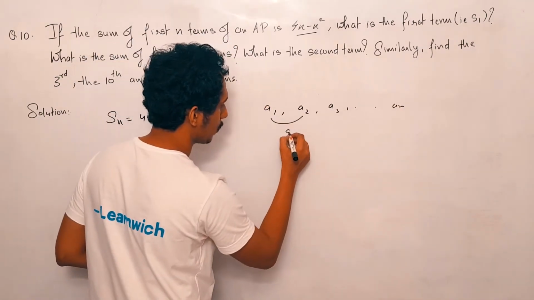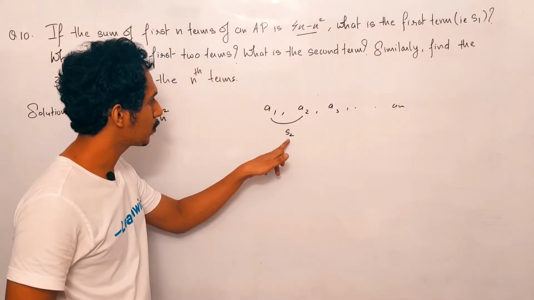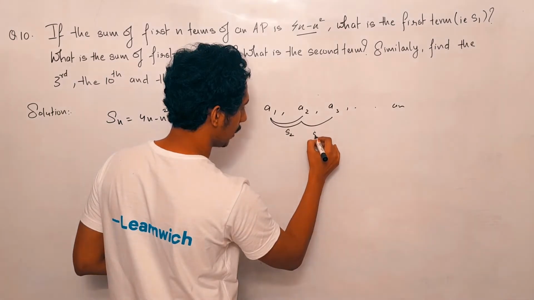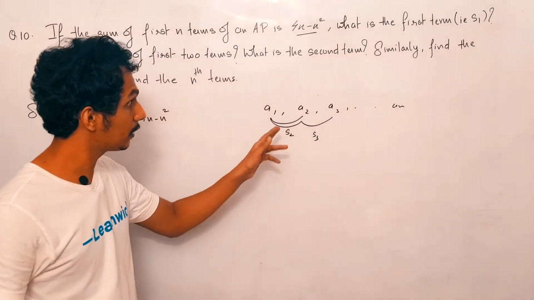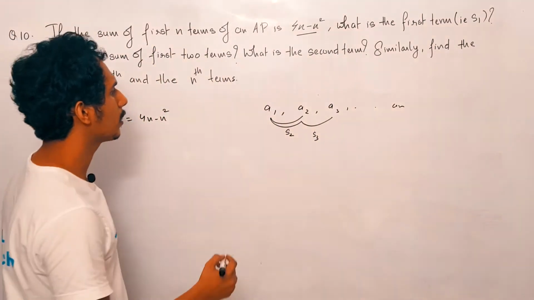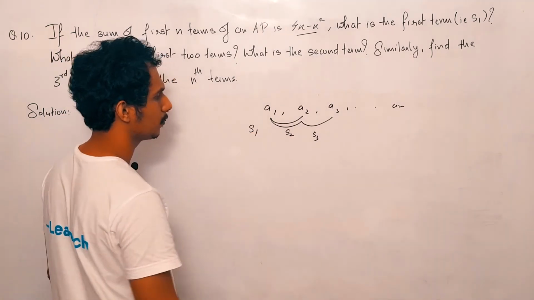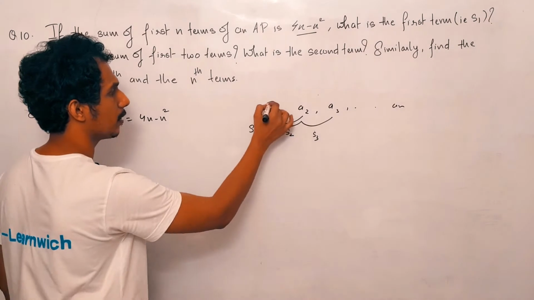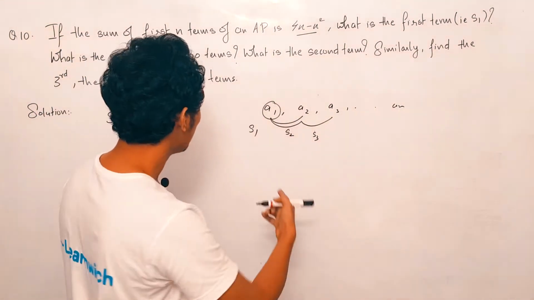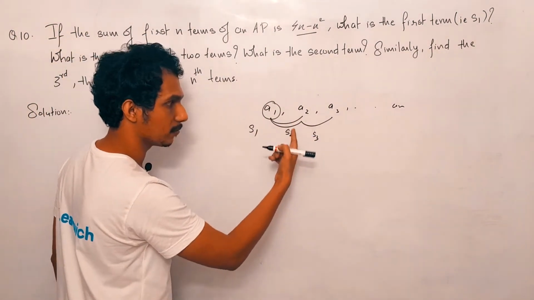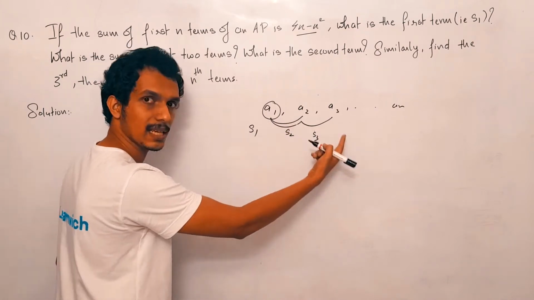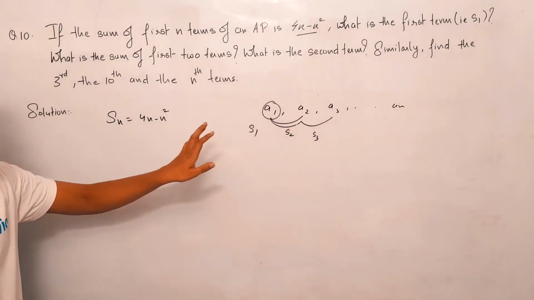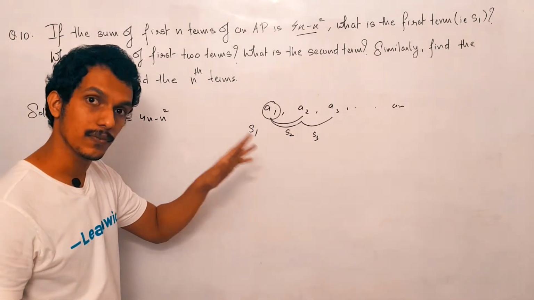A1 plus A2 is S2, right? Sum of first two terms. A1 plus A2 plus A3 is S3, sum of first three terms. But what is the sum of one term? What is S1? That is A1 itself, no? S2 means A1 plus A2. S3 means A1 plus A2 plus A3. So what is S1 then? The sum of one term means it is the first term itself.